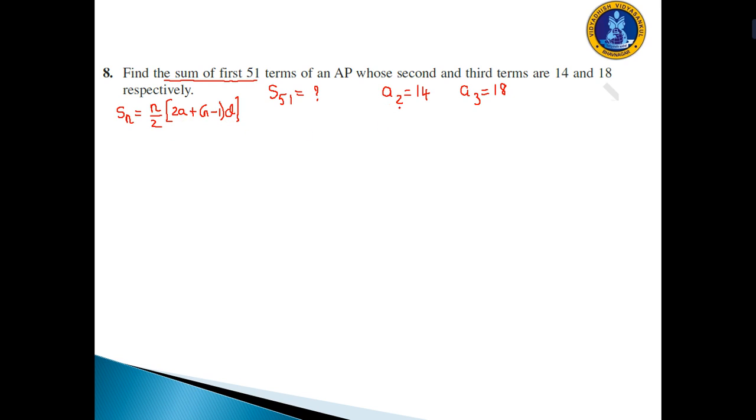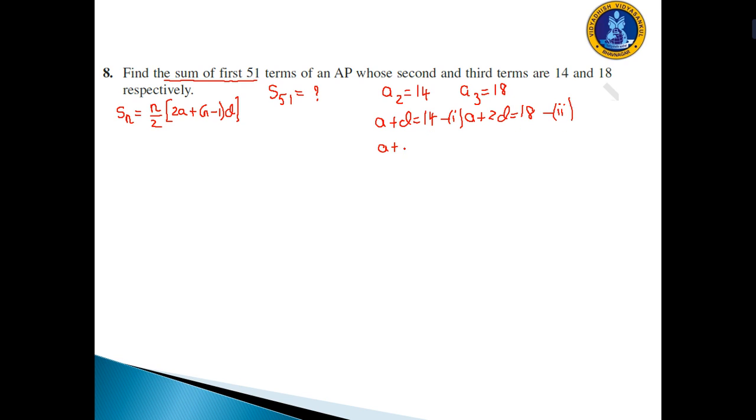By using this, A2 is equal to 14 is given, so A2 means what? A plus D, that is 14. A3 means what? A plus 2D is equal to 18. So by using these two equations, we can get A and D. We can find A and D by the elimination method, or we have to put the value of A is equal to 14 minus D in equation number 2. Two different ways we can solve it.